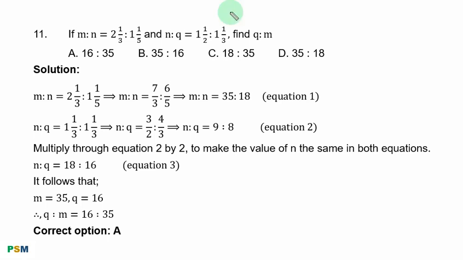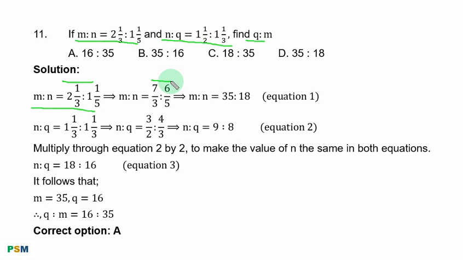Question 11. If m ratio n is equal to this and n ratio q is equal to this, find q ratio m. Solution. This is the first part. First, convert the mixed fractions to improper fractions.